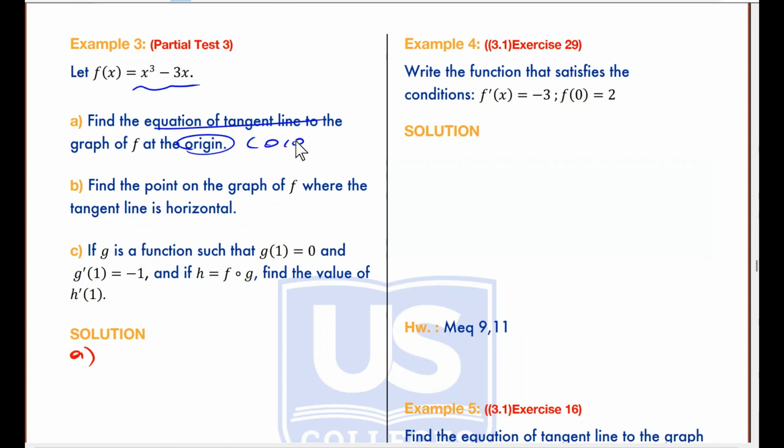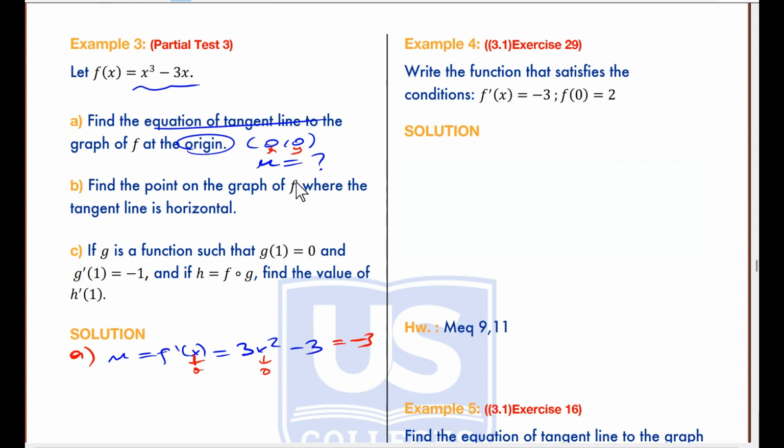So the point is given. What is missing? The slope is missing. So let's find the slope by taking the derivative of the function. What is the derivative of x cubed? 3x squared. The derivative of 3x is 3. So I'm finding this derivative at which value? At x equals 0. It's at the origin. So x value 0 equals 3 times 0 squared minus 3, which is minus 3.